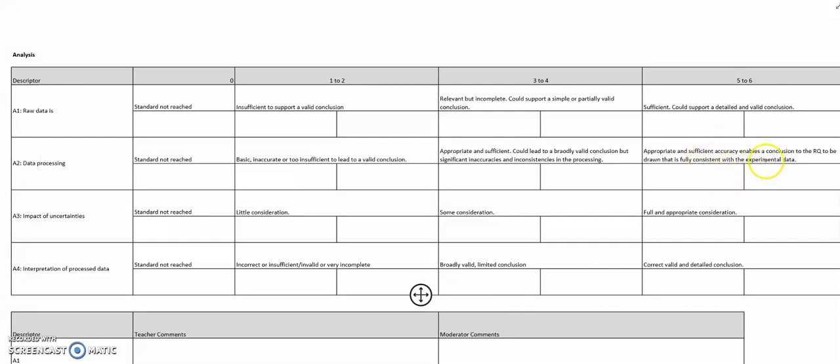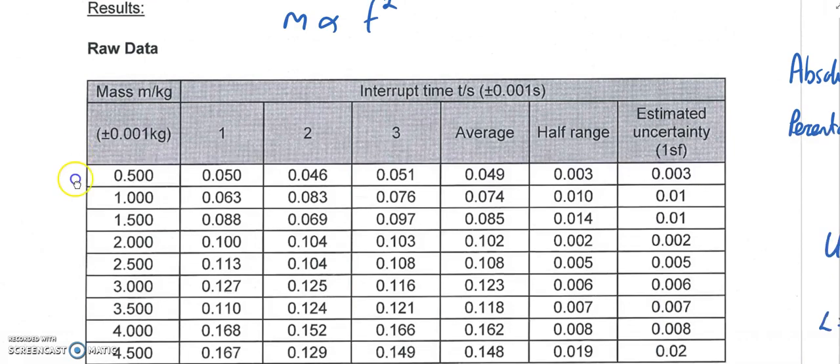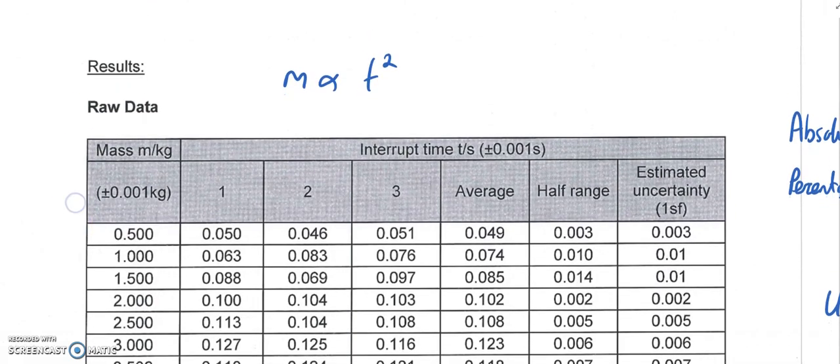Now, the next part is how you go about doing the calculations to turn your data into the nice linear graph that you expect to see, that will allow you to compute the number that you said you were going to compute in the research question. Appropriate and sufficient accuracy to enable a conclusion to the research question to be drawn that's fully consistent with the experimental data. So, we said that we were going to plot the mass against t squared in the exploration section.